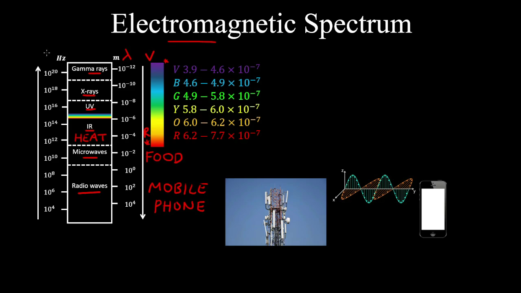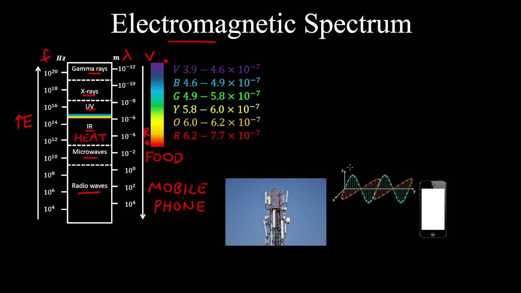So on the left hand side, we have the frequency, and as we move up the spectrum, the frequency increases. So the energy of the wave increases with frequency. And as the frequency increases, the wavelength decreases as we move up the spectrum.